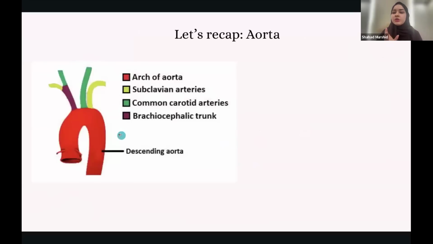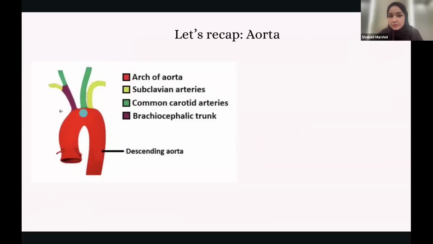So first, we're going to look at the arch of the aorta, or the aorta itself. So the aorta, as we know, has an ascending part that starts anteriorly and then it goes posteriorly to descend. And as it goes, you have an ascending aorta, and then it arches, and then you get the descending aorta.